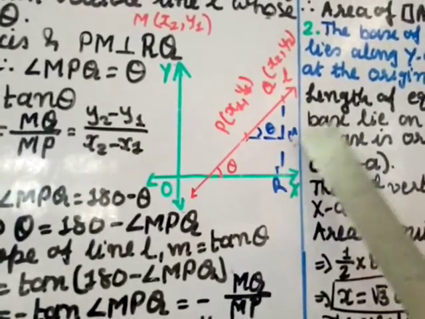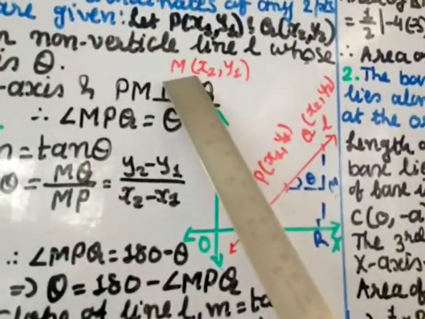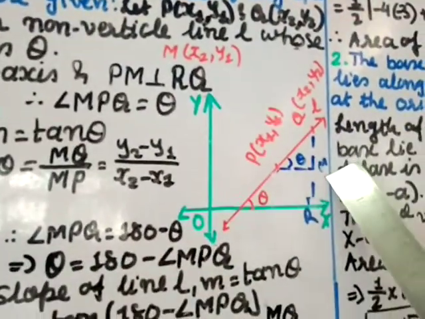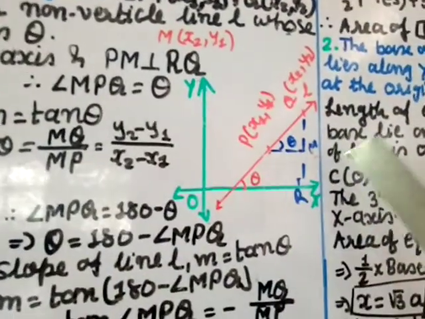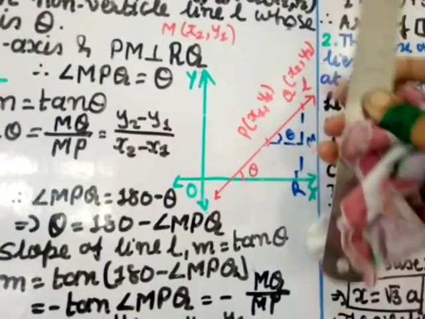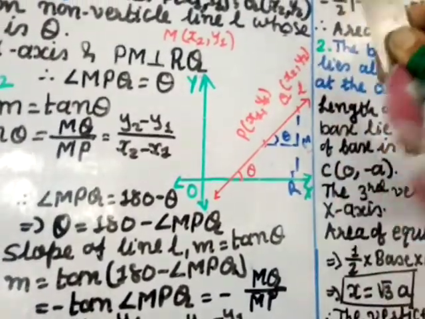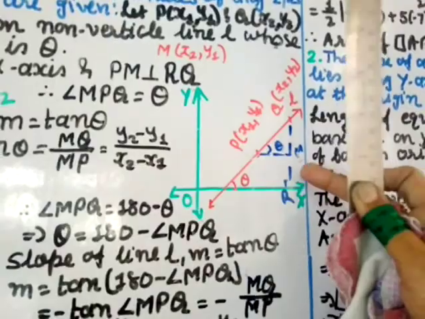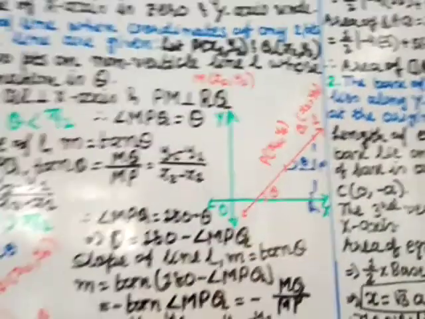And the coordinate of point M will be (x2, y1). Okay, so remember the coordinate of M will be (x2, y1). How? Because see, the x distance will be equal to this one here, so it will be x2, and the y distance will be equal to y1.